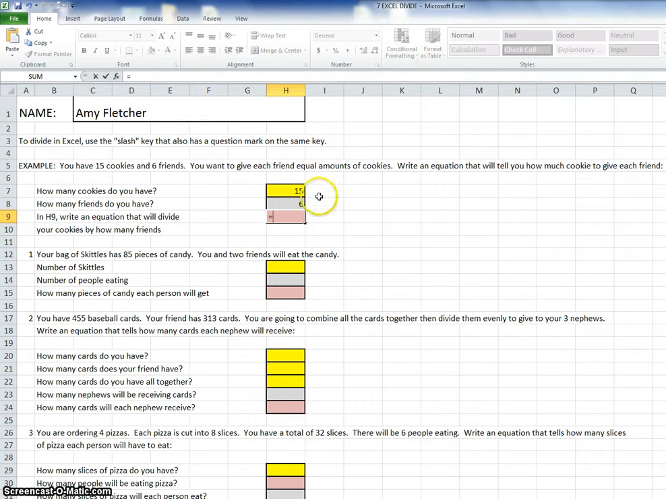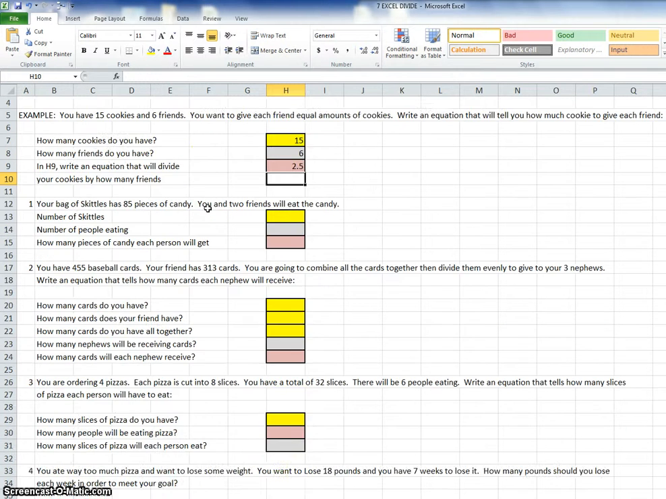You want to divide your cookies by your friends. I keep trying to stress this, that you're not dividing 15 by 6. In Excel, you're using the cell where the information is located, which is the cell names. So you're going to divide where the information is found. How many cookies is found in H7 divided by, it's that slash, how many friends you have is found in H8, and hit equals. Each friend is going to get 2.5 cookies. Okay, so that's how you're going to do some of these division problems.